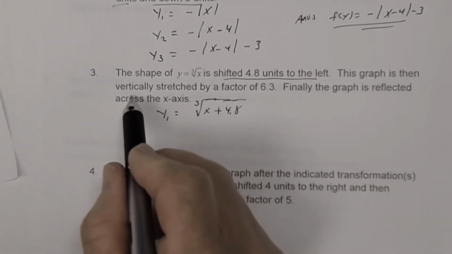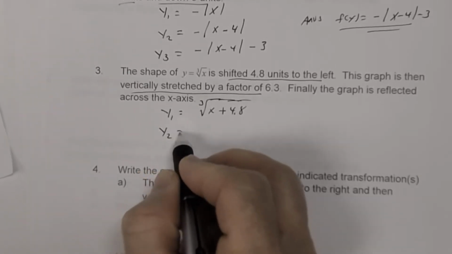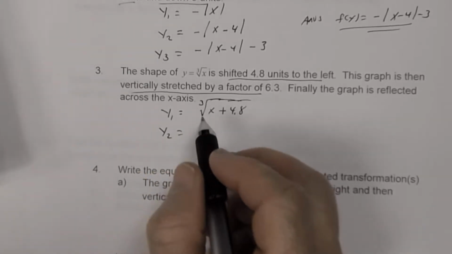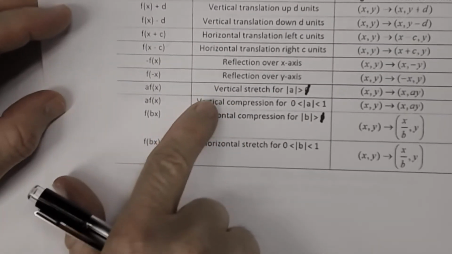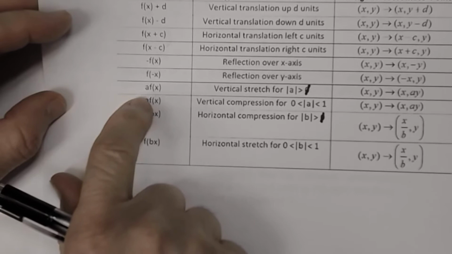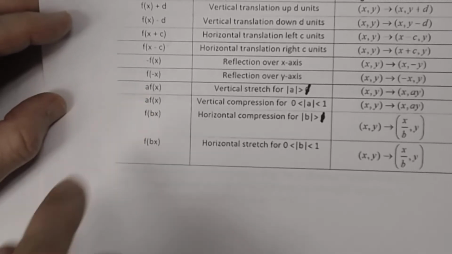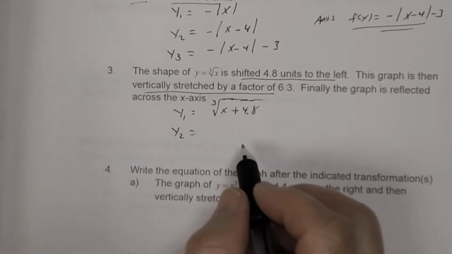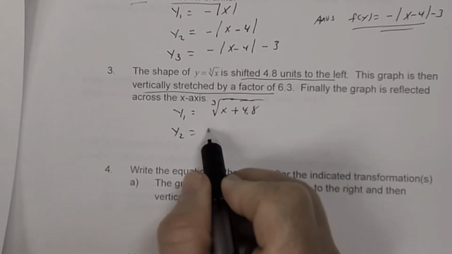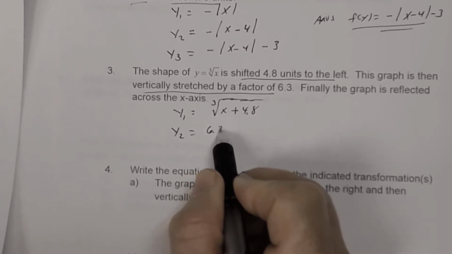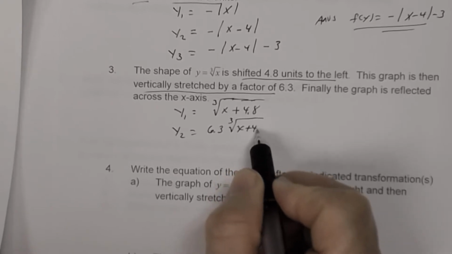Then it says stretch vertically by a factor of 6.3. That's an easy one too. That's where you multiply in front. Remember the vertical stretch or vertical compression: that's where you multiply by that factor. The a here is your factor. So then you're going to have 6.3 times the cube root of x plus 4.8.